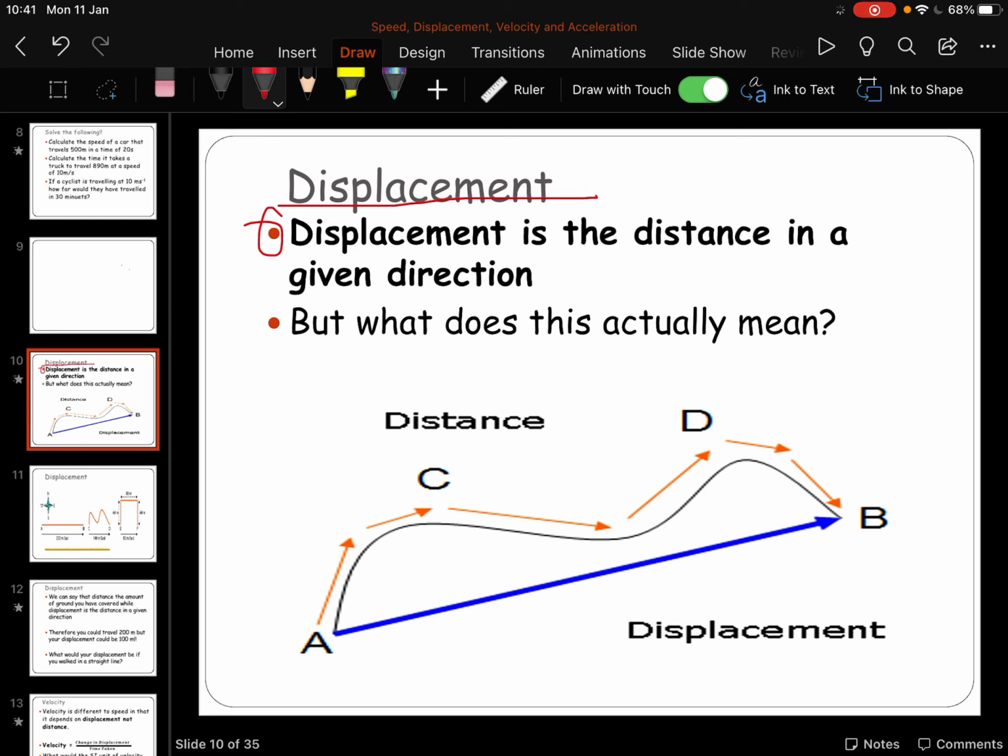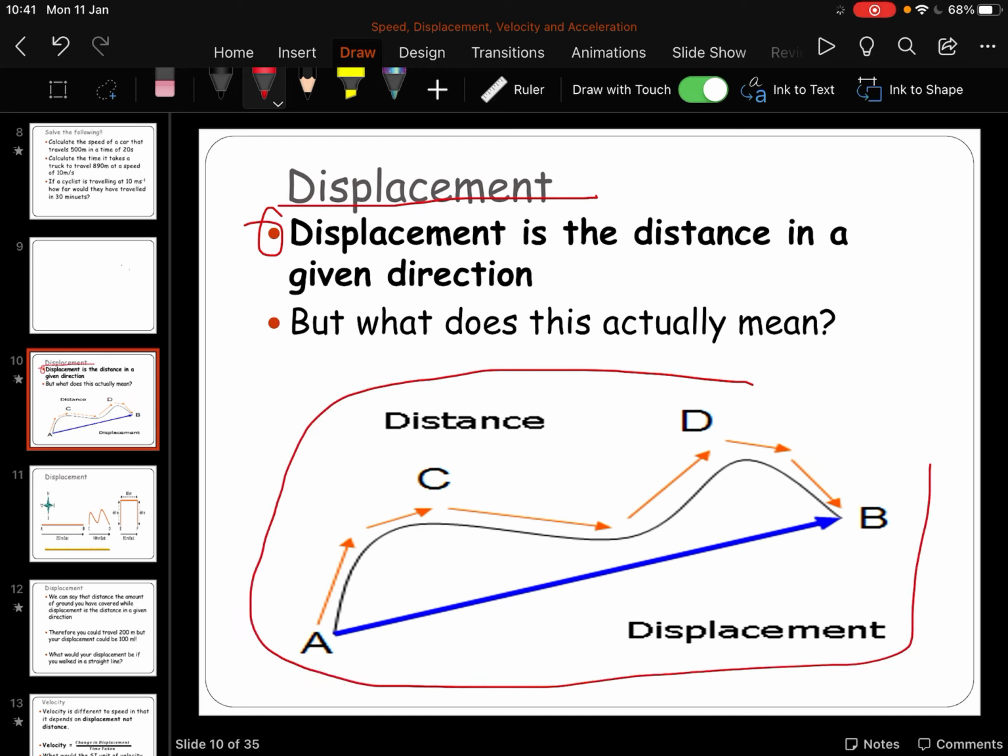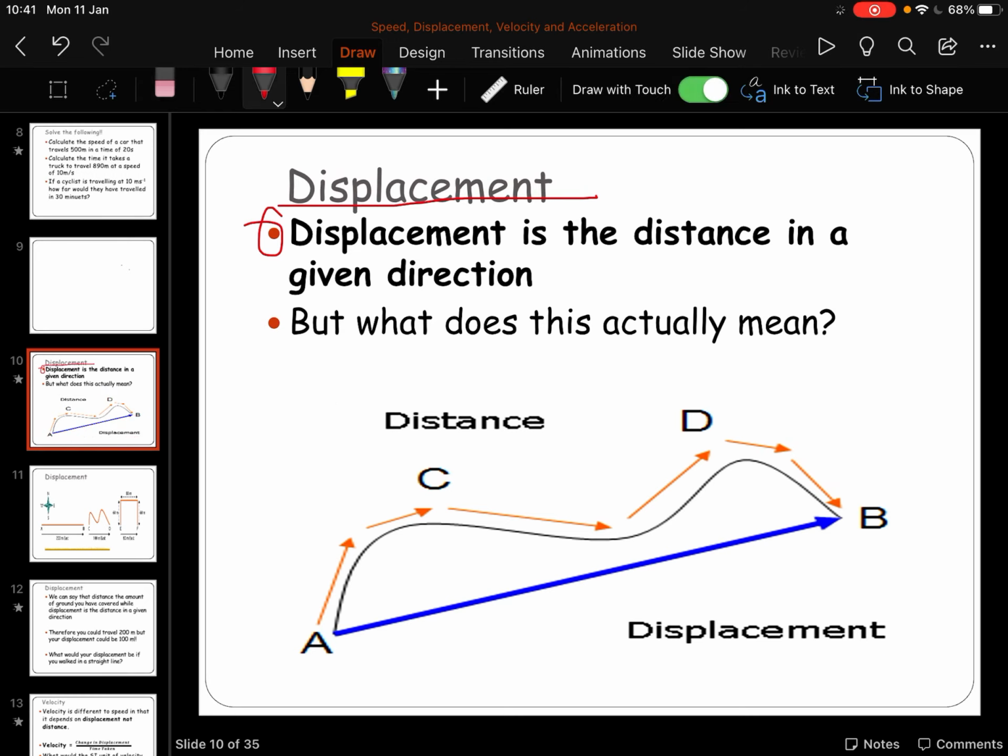Now, what I want you to do is take down the definition, and I also want you to draw in this. This is important because it shows you the difference between the two. The blue line here between A and B, that is your displacement, a straight line as the crow flies. The orange line with the arrows here is your distance. So basically, the distance from A to B is not the same as displacement. They're 2 different things. You can pause the video, take down the definition, and draw in the distance and displacement.